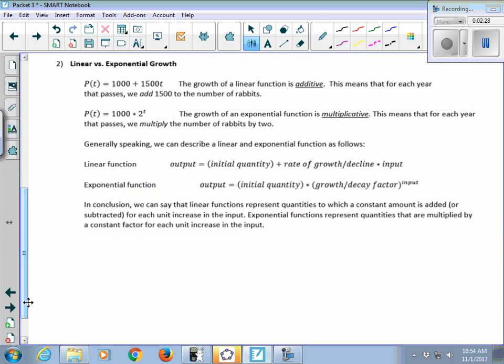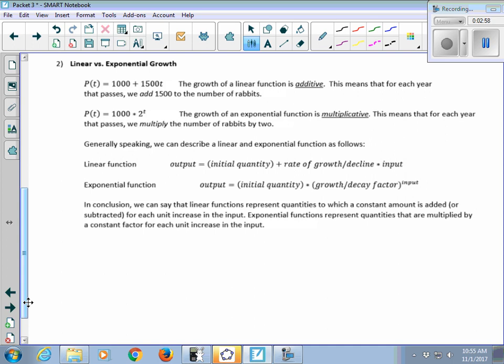So if you're looking at formulas, p of t equals 1000 plus 1500 t, we say this is a linear function because it is additive. For each year that passes, we add 1500 to the number of rabbits, thinking about the rabbit population from the preview exercises. If p of t is 1000 times 2 to the t, this is exponential because it's multiplicative. That means for each year that passes, you multiply the number of rabbits by 2.